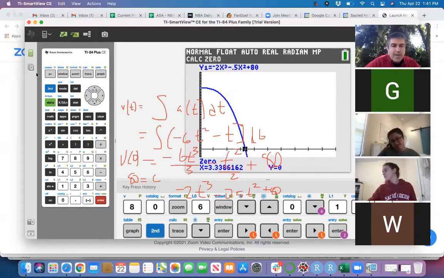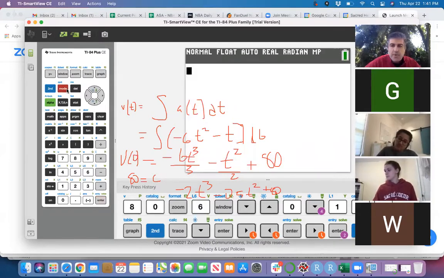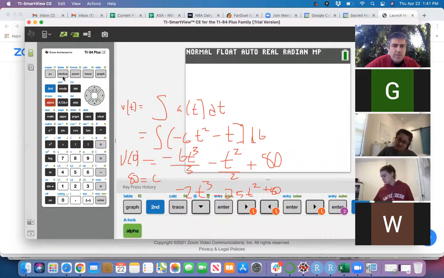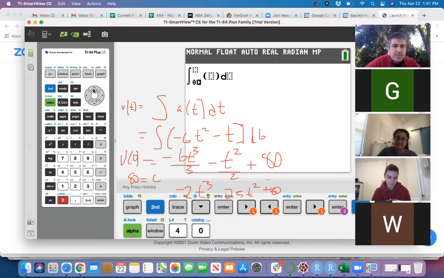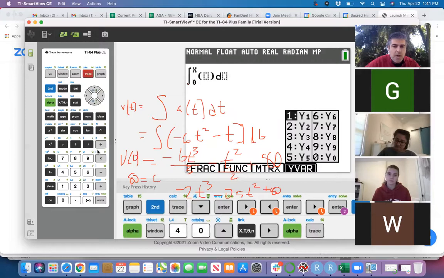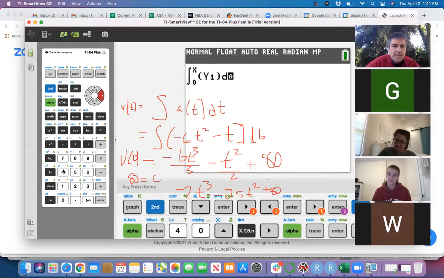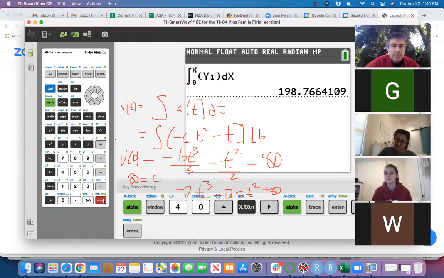But you should technically do that. So now, remember, I already have it stored under y1. So if I just do alpha window, option 4, from 0, and I can just type in x, because I already have it stored as 3 point whatever, and go alpha trace y1, because that's my velocity function, dx, I should get the answer at that point. 198.766, cool. So that's a little more involved, but again, you have to use a calculator to get that answer too. And it involves a little bit of FTC as well, and solving differential equations in a way.